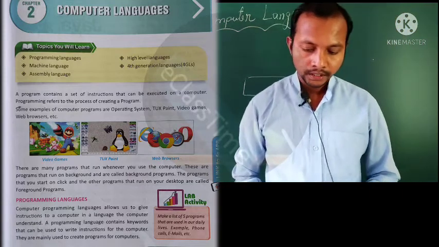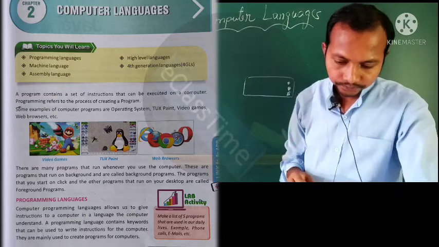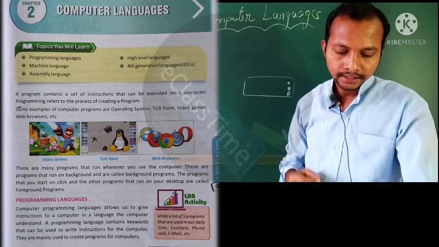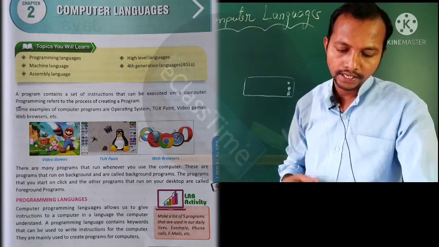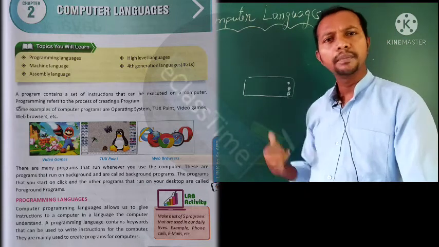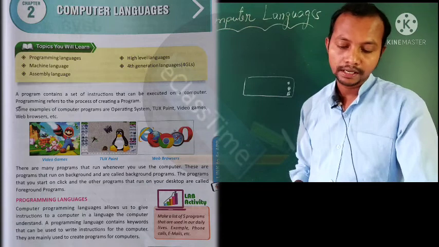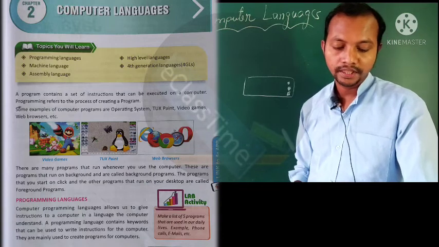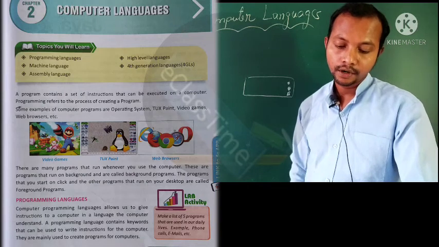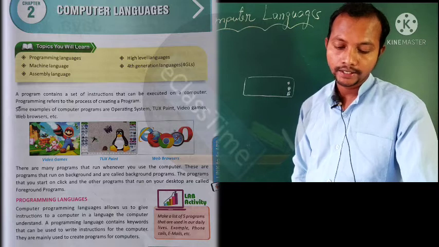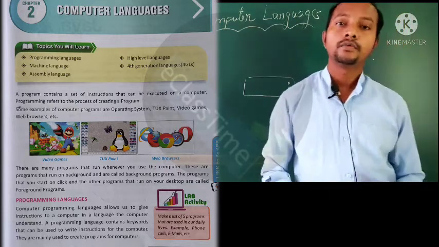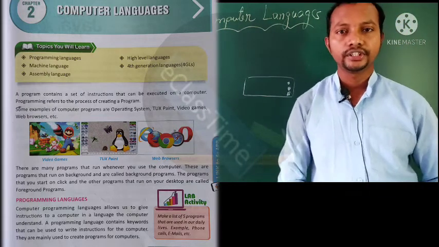Okay dear friends, these are programs that run in the background, and they are called background programs. Whatever programs are running behind, in the background, are known as background programs. The programs that you start on click, and the other programs that run on your desktop, are called foreground programs. Which programs are called foreground programs? We have a very beautiful definition given here.